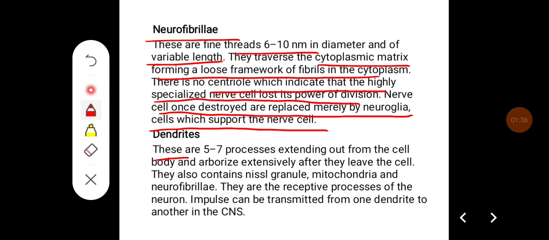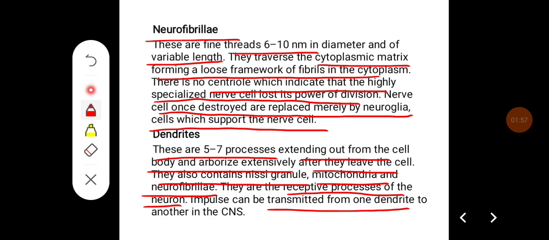Dendrites. There are 5 to 7 processes extending out from the cell body and arborize extensively after they leave the cell. They also contain Nissl granules, mitochondria, and neurofibrillae. They are the receptive processes of the neuron. Impulse can be transmitted from one dendrite to another in the central nervous system.